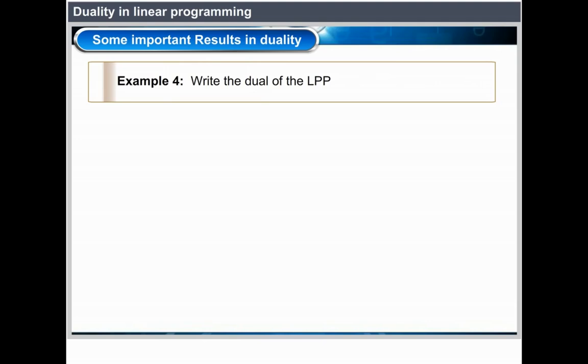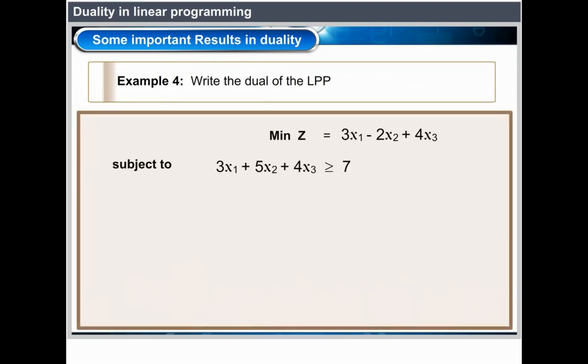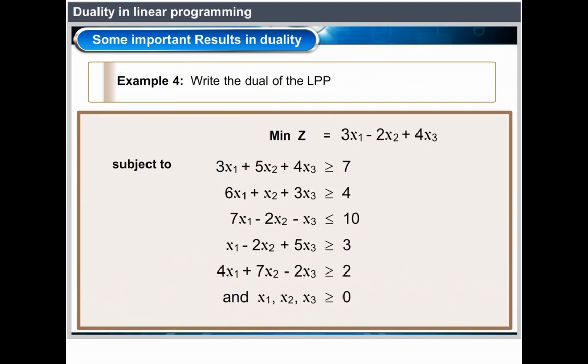Example 4. Write the dual of the LPP. Minimize z equal to 3x1 minus 2x2 plus 4x3 subject to 3x1 plus 5x2 plus 4x3 greater than or equal to 7, 6x1 plus x2 plus 3x3 greater than or equal to 4, 7x1 minus 2x2 minus x3 less than or equal to 10, x1 minus 2x2 plus 5x3 greater than or equal to 3, 4x1 plus 7x2 minus 2x3 greater than or equal to 2 and x1, x2, x3 greater than or equal to 0.